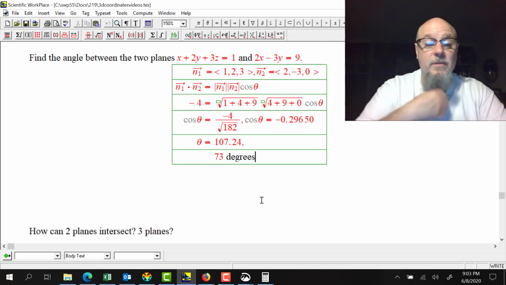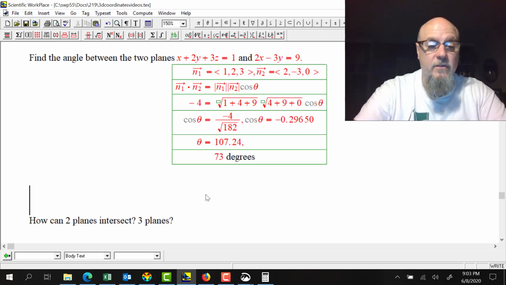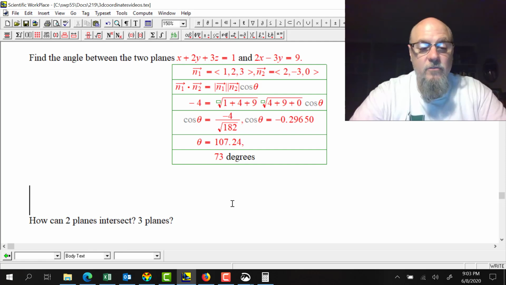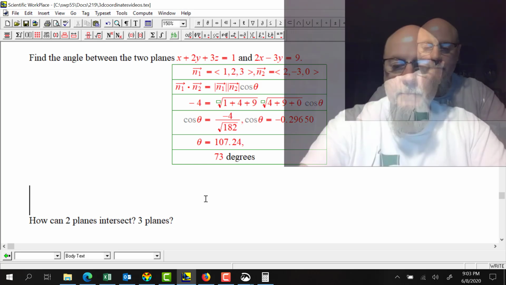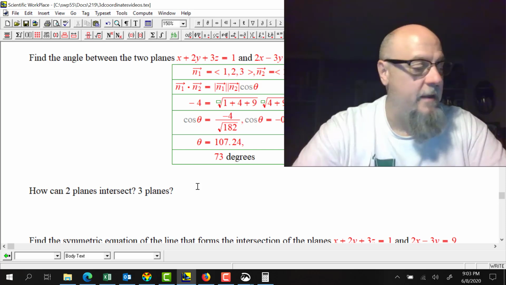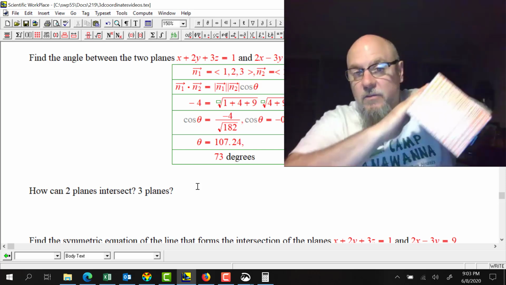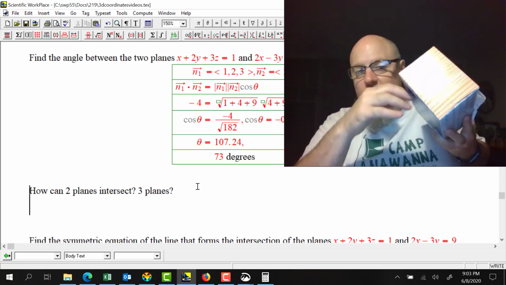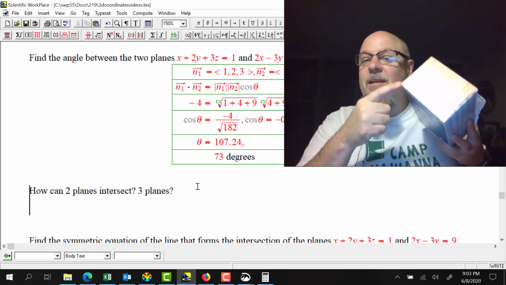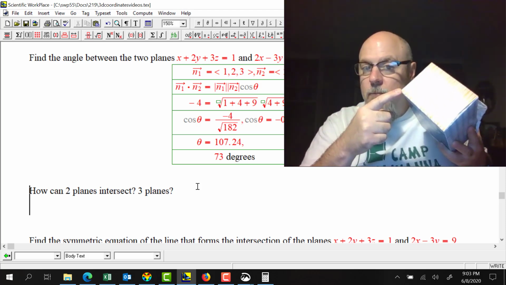Now I'm talking about intersection of planes. That's our next question: how can two planes intersect? Well, two planes intersect on a line. What about three planes? Well, okay, two planes when they intersect always intersect on a line. What about three planes? One plane, two planes, three planes. Three planes could intersect at a single point.